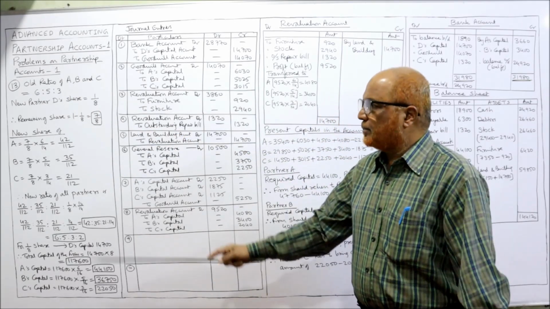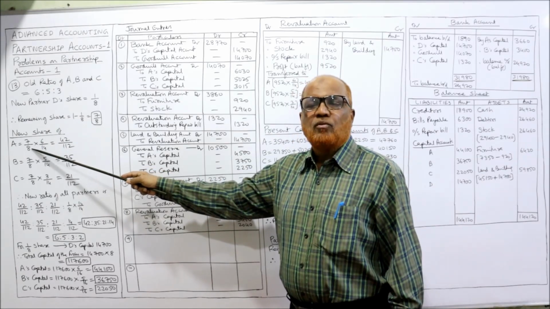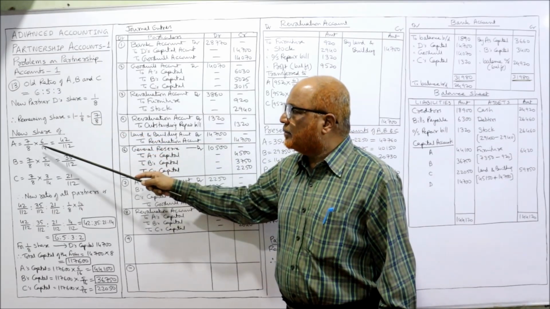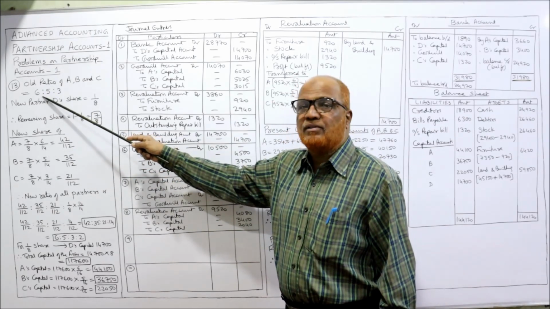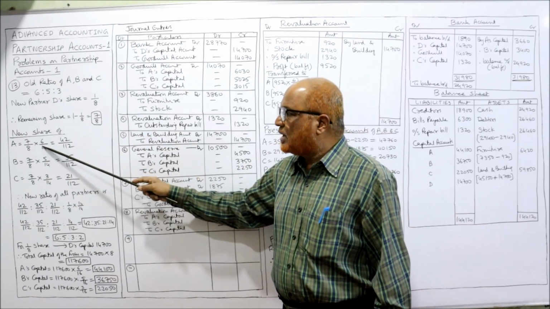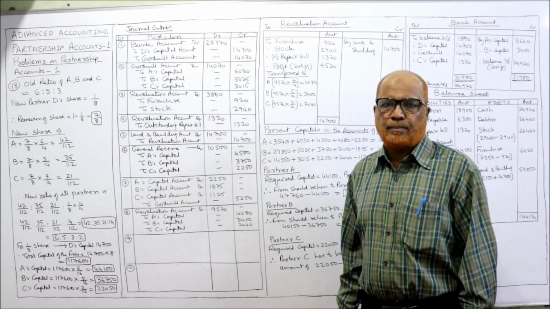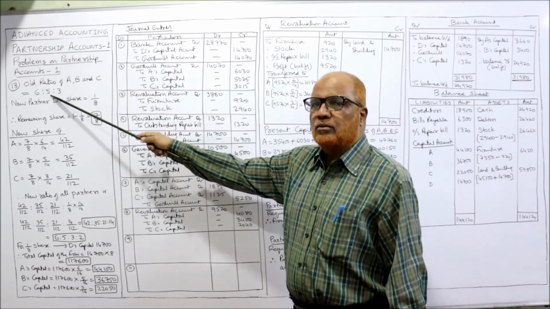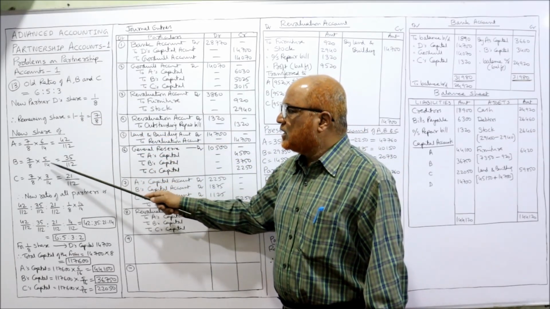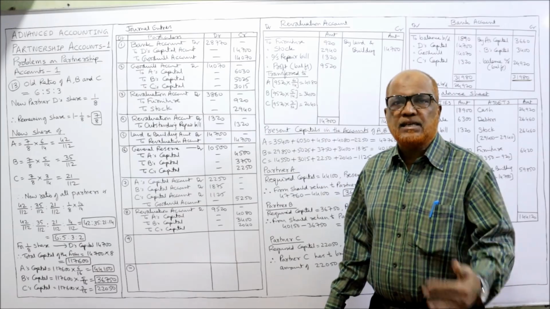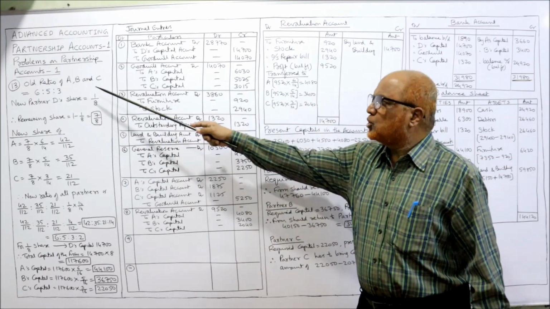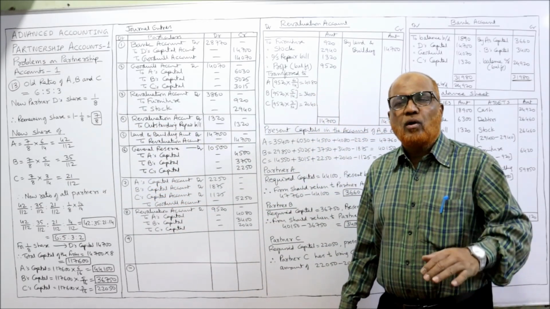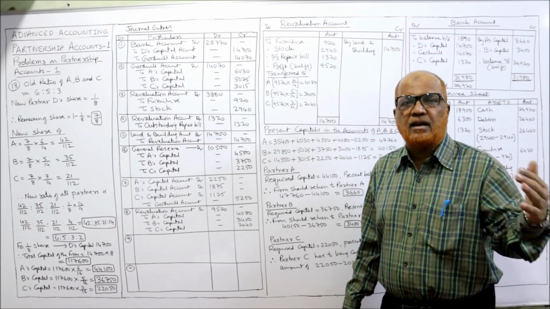Now what is the new share? New share of A. What is the remaining share? 7/8. 7/8 into 6/14, because the old ratio was 6/14. So 7/8 into 6/14 comes to 42/112. Similarly B: 7/8 into 5/14. Old ratio was 5/14. It comes to 35/112. Then C: 7/8 into 3/14. It comes to 21/112. So we got the new ratio of A, B and C.